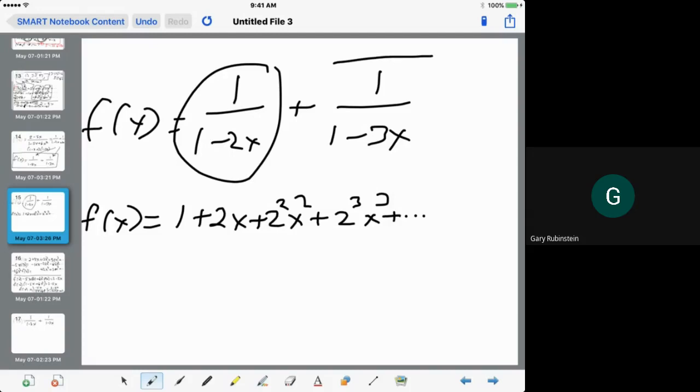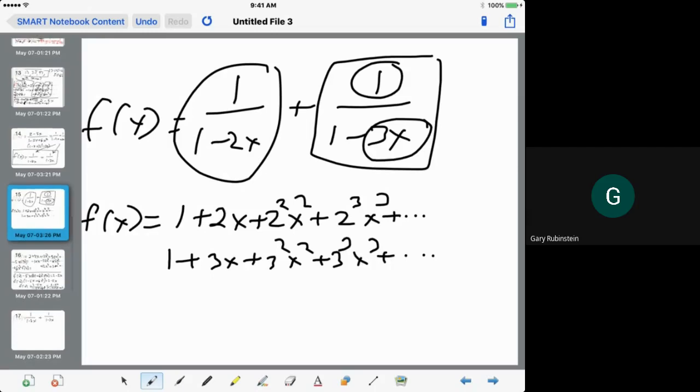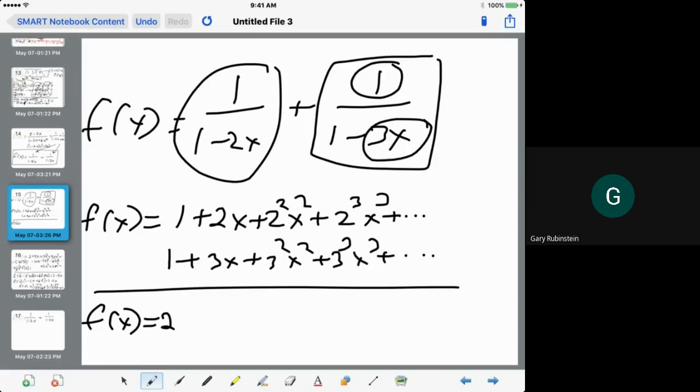But there's also this second thing that has the form A over 1 minus R. And if I write that one underneath, I would get 1. This one, A is 1 again, but R is 3x. So 1 plus 3x plus 3 squared x squared plus 3 cubed x cubed plus ... And when I put those together, I get 2 plus 5x plus 13x squared plus 35x cubed.